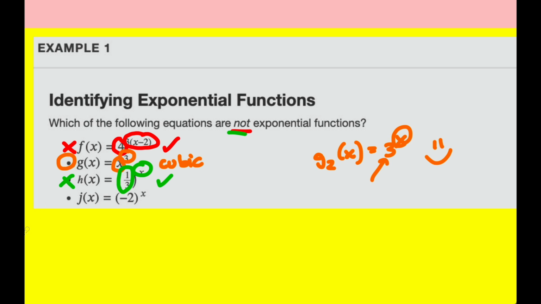The last one, we have -2 to the x power. The base is negative. So right away you should know that it's not an exponential function, which means it is actually the answer we're looking for because we're looking for the nots. These two bullet points are not exponential functions.